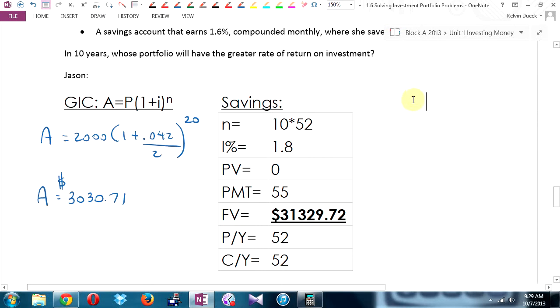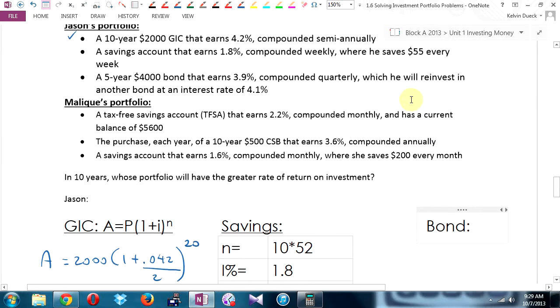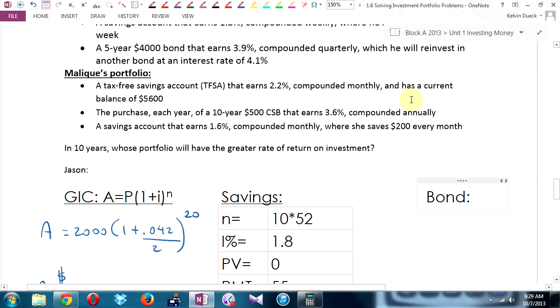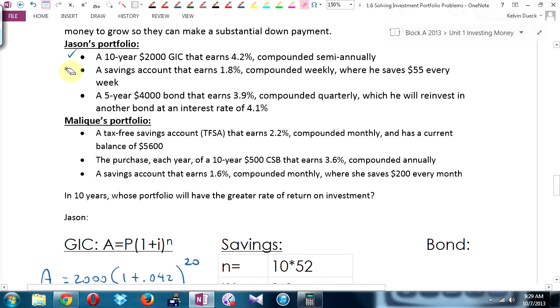Okay, then we have a bond. The bond is a $4,000 bond giving you 3.9% compounded quarterly for 5 years. And then he'll start over at 4.1%. Is he making payments here in the bond? If you read it carefully, Sebastian, is he making any payments? We're looking at this one now, the 5-year bond. Is he making any payments? So do we need to use our graphing calculator fancy schmancy, or can we just use compound interest formula? And I think that's a little quicker.